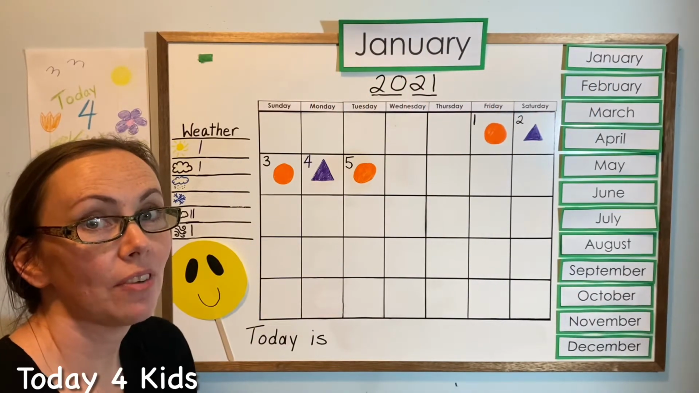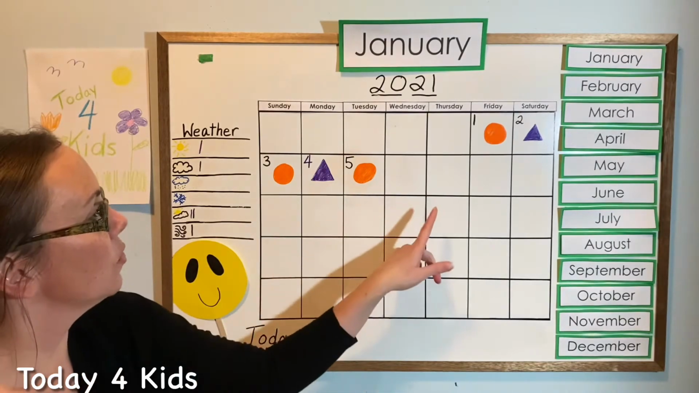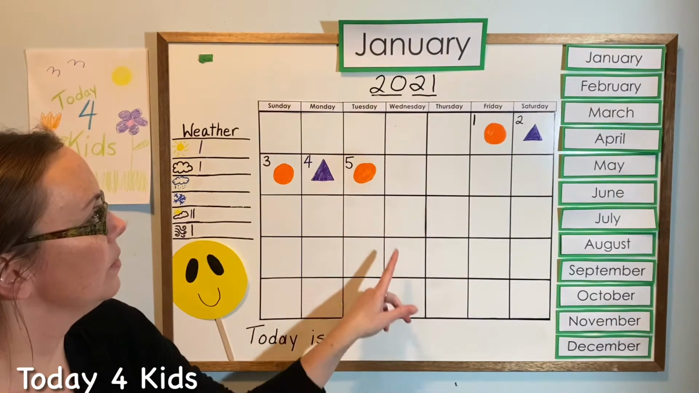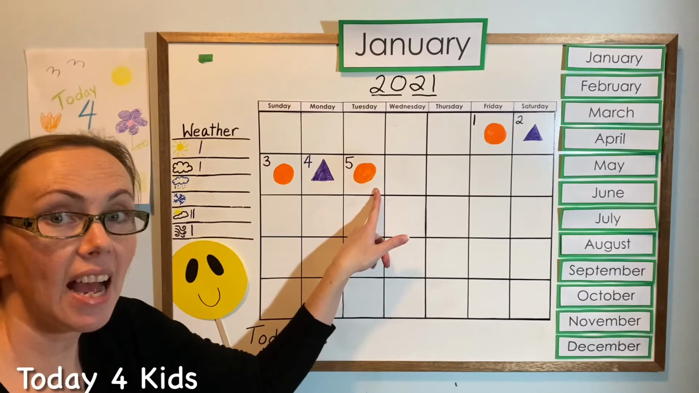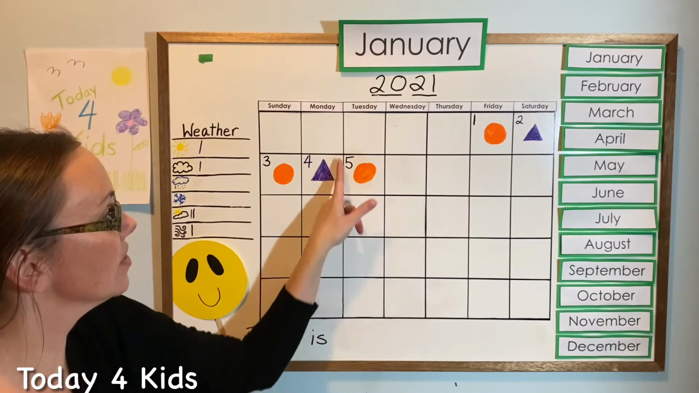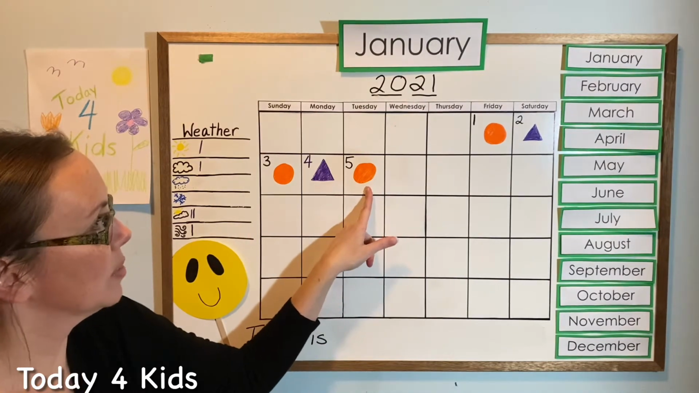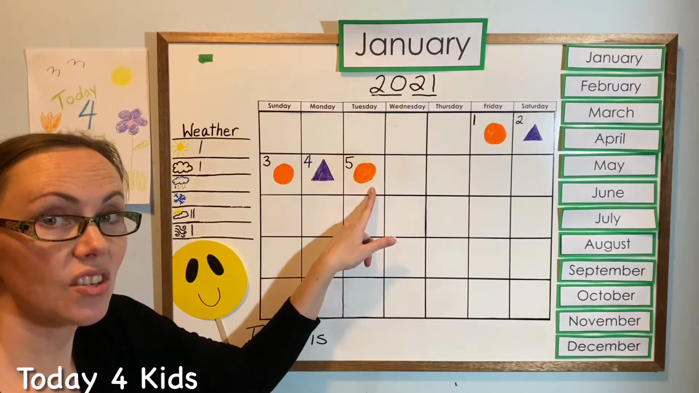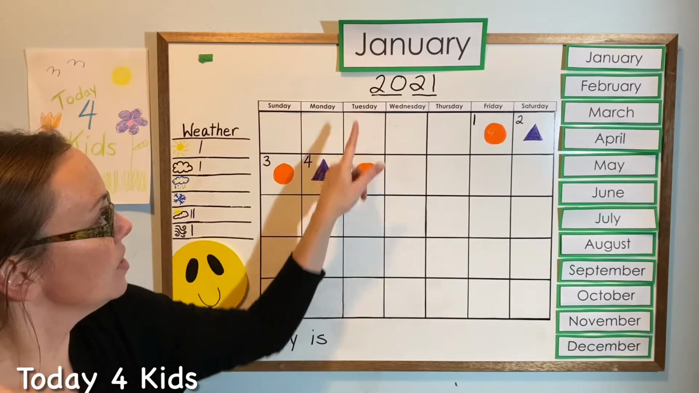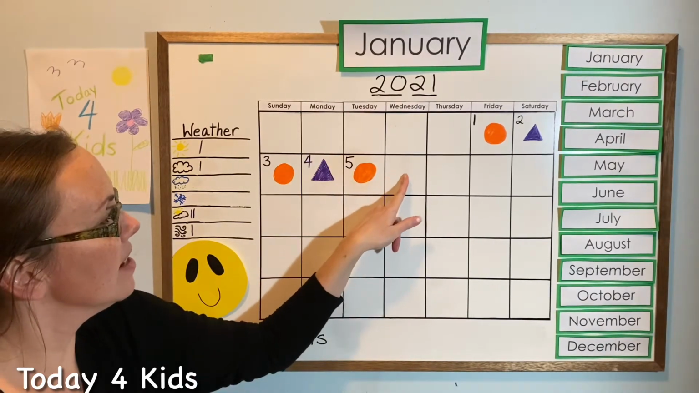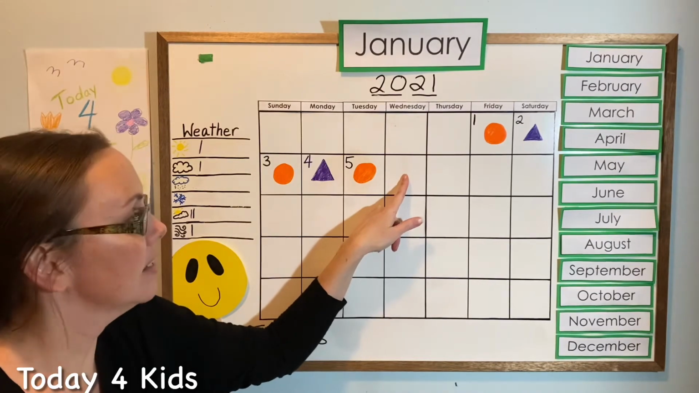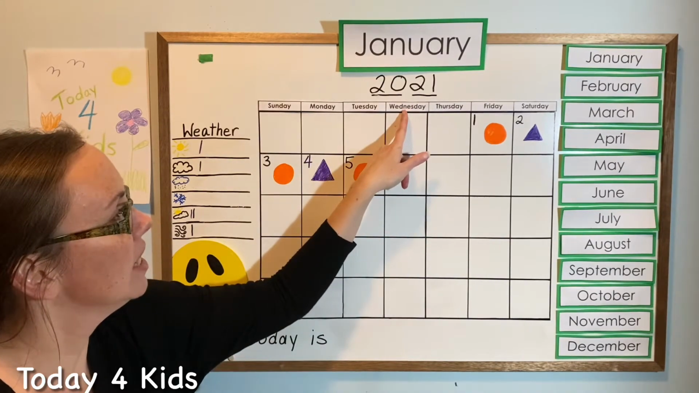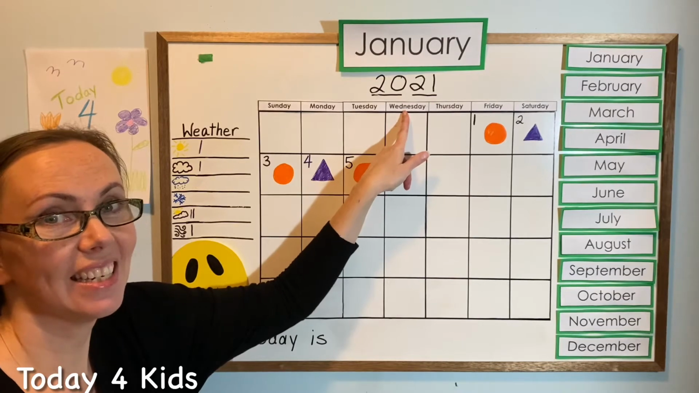Let's see if we can find out. So if we look at our calendar, we see that this was the last day that we colored, the last square that we colored something in. So this was yesterday, which was Tuesday. And if we go to the next square, that tells us what today is. And if we go up to the top of the column, it says Wednesday.